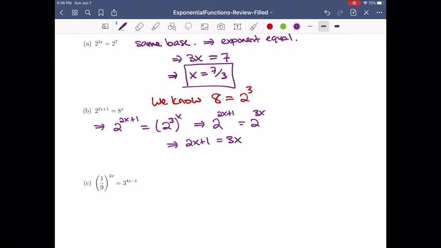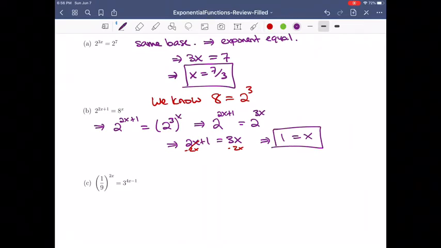Now I'm just going to subtract 2x on both sides. And that's going to give me that 1 is equal to x. So here I need x equals 1 in order for that equation to be satisfied.